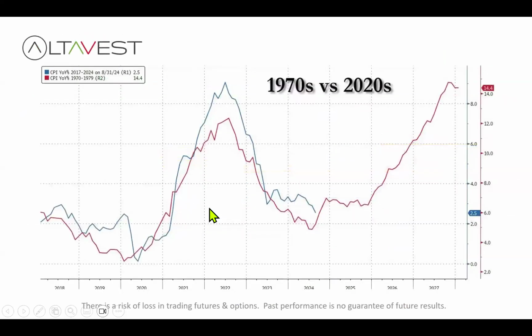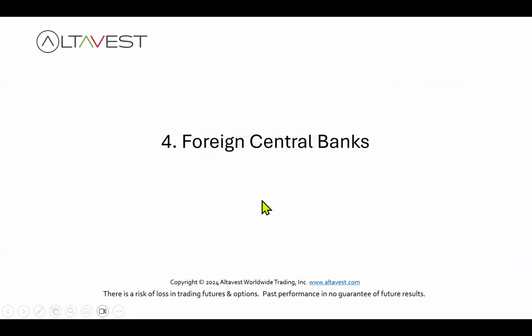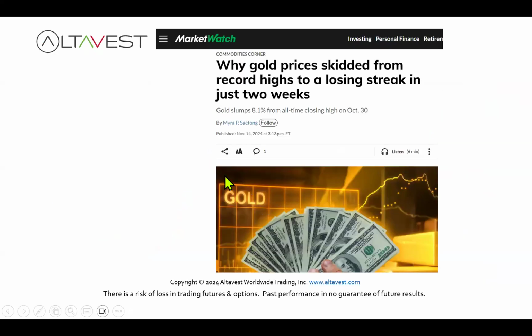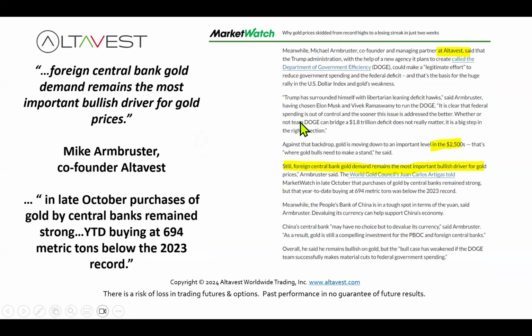So this is interesting. You look at a chart, this red line here is the CPI from 1970 to 1979, and it's overlaid with the blue line, which is the CPI from 2017 to 2024. I don't know if we're going to follow this, but it looks like the disinflation we've experienced is coming to an end for sure. Foreign central banks continue to buy gold. Here's Altivest here and MarketWatch talking about an important level at 2,500.